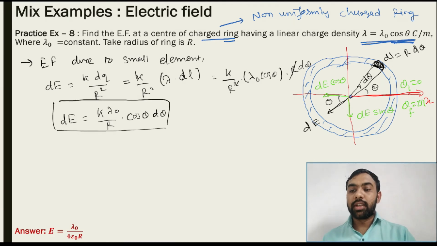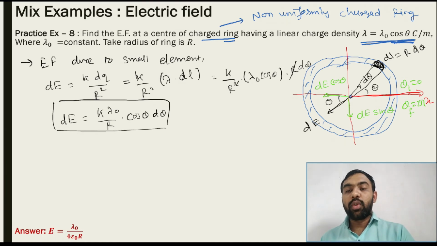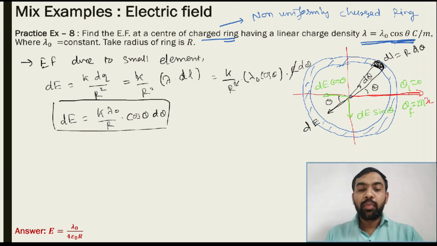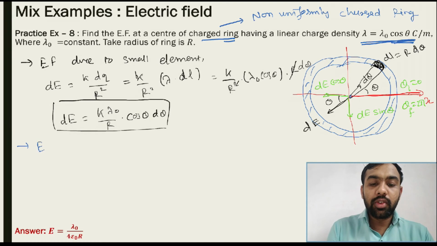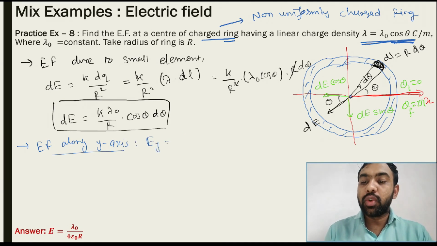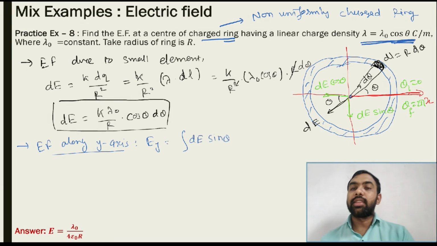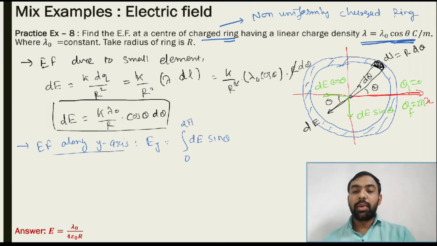Okay, so this is the answer. Now we have two components. So what is the net field actually? You consider this horizontal is dEx and vertical is dEy. So what is Ey? The electric field along the y axis. So Ey is equal to the integration of dE sin theta from 0 to 2 pi.